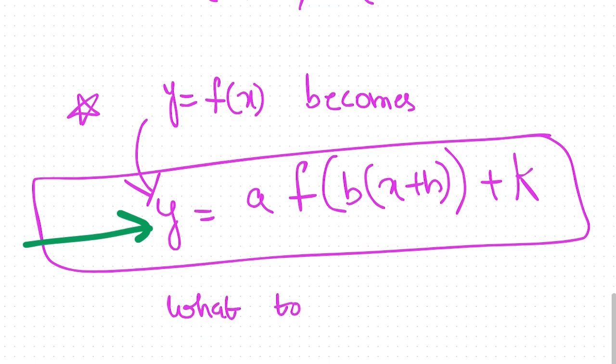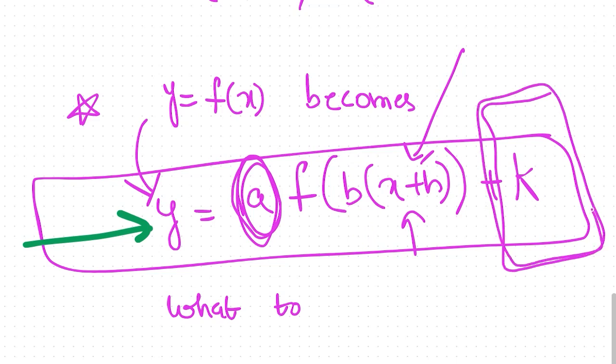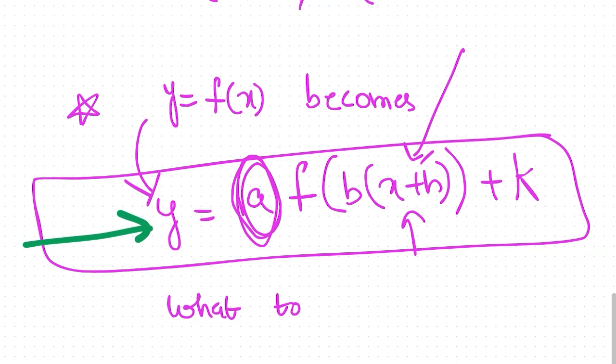Shouldn't you start with the left or right change first? What we need to do is focus on this inside thing. You slowly come out. So first x becomes x plus h, the horizontal translation, and then horizontal dilation because of b, and then vertical dilation, and then vertical translation. Yeah, that is the way. So come from inside to outside. That is the order. What to perform first?